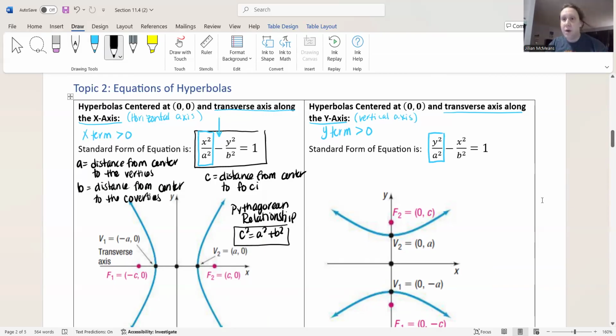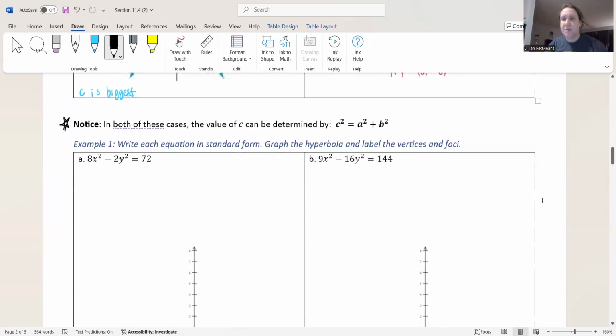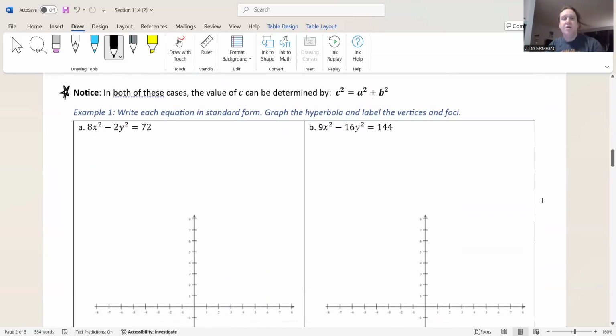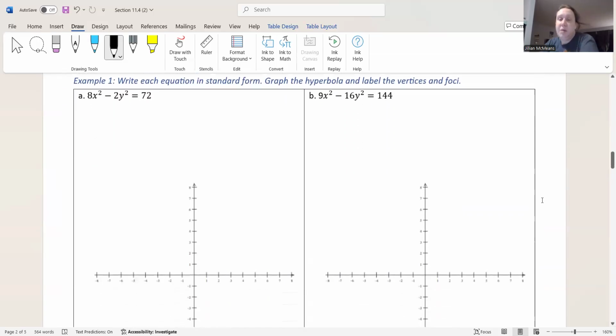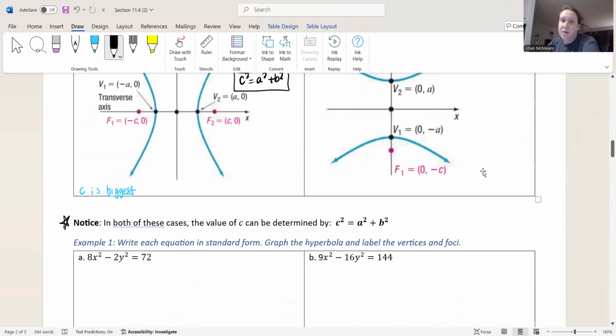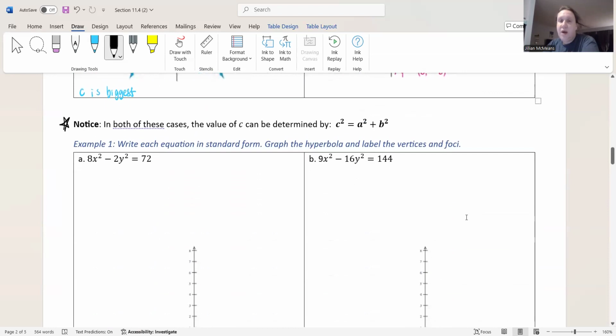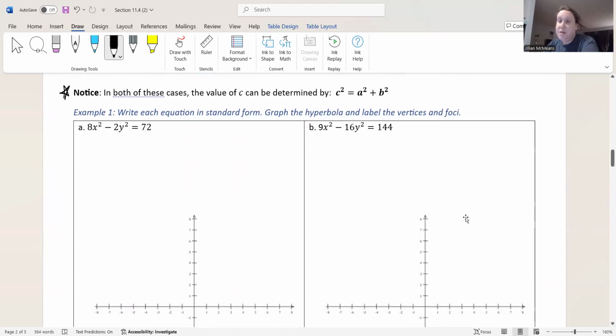Okay, so let's go ahead and look at some examples. And please remember, the Pythagorean relationship for a hyperbola is the typical Pythagorean theorem: C squared equals A squared plus B squared. Okay, so for example one, it says write each equation in standard form. Okay, so we want them to be looking like these where they're equal to 1. Okay, and then it says graph the hyperbola, label the vertices and the foci. So we're going to do the main vertices, the co-vertices, and then the foci. Okay, so those 2 focus points.